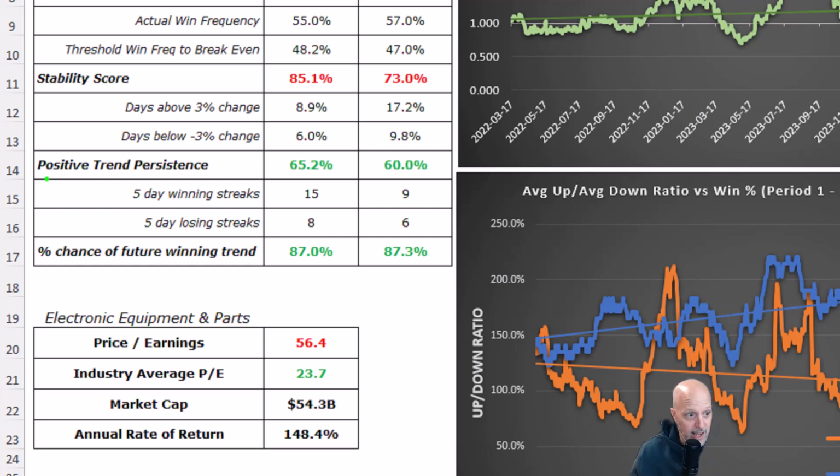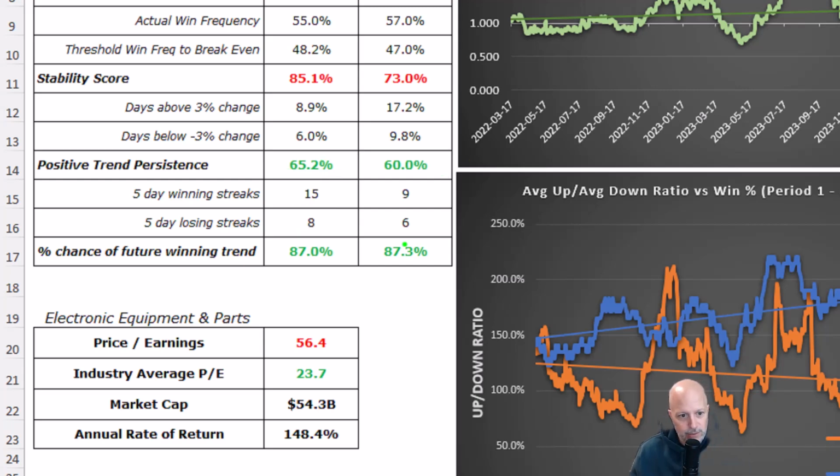So the next stat we look at is the positive trend persistence. This is something I've created where I count the number of 5-day winning streaks and the number of 5-day losing streaks over a specific period and determine a percentage of how many of them are 5-day winning streaks. So here we see we have 15 5-day winning streaks and 8 5-day losing streaks over period 1. So 65% of their streaks are positive ones, which is a good number.